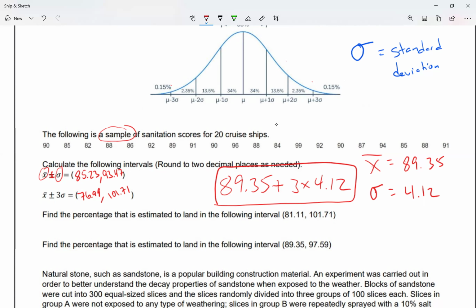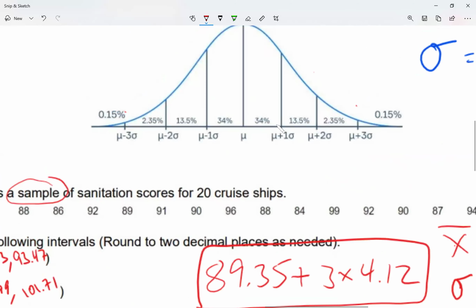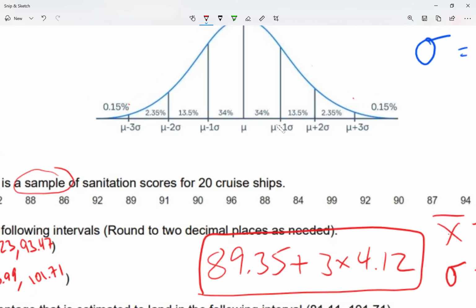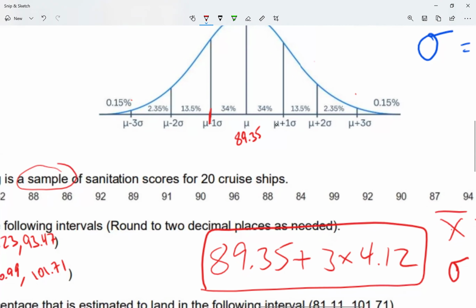Okay. Now, I'm going to use this table for the following questions, okay? Our mean, our average here in the center is 89.35, right? Our mean minus 1 standard deviation is going to give me 85.23.